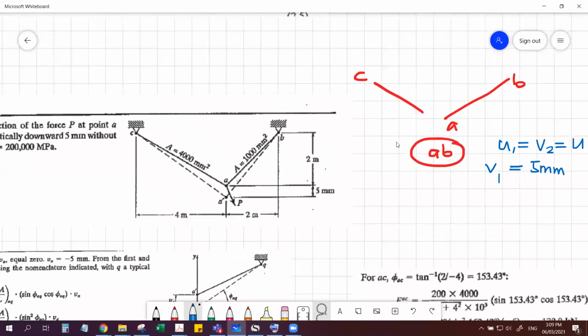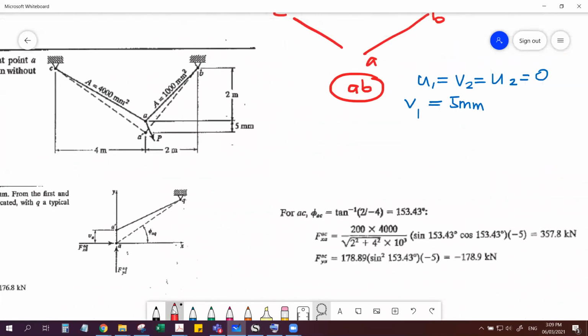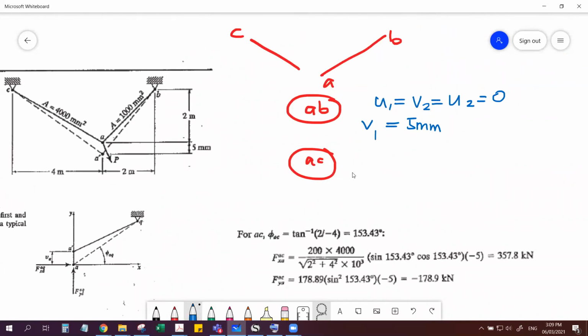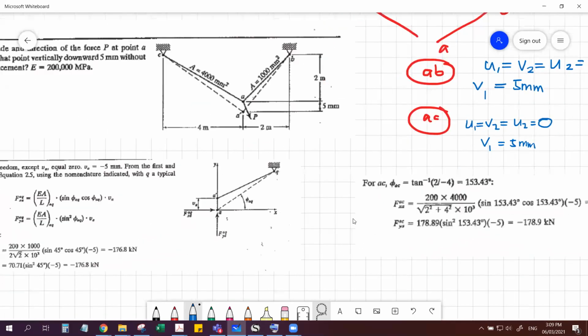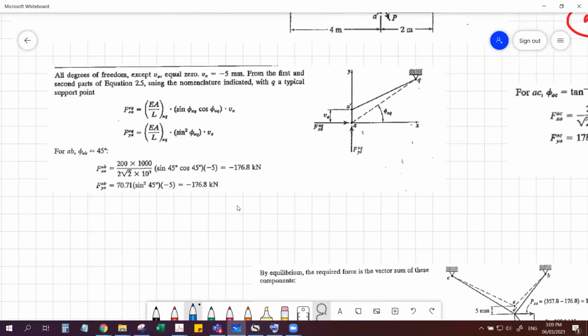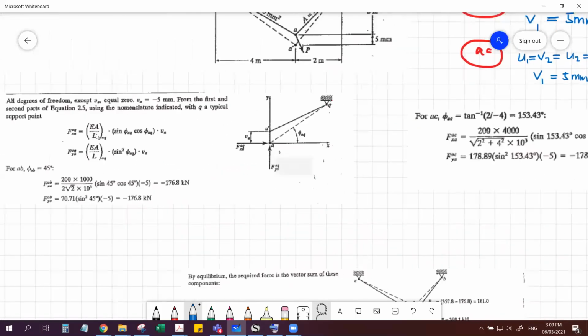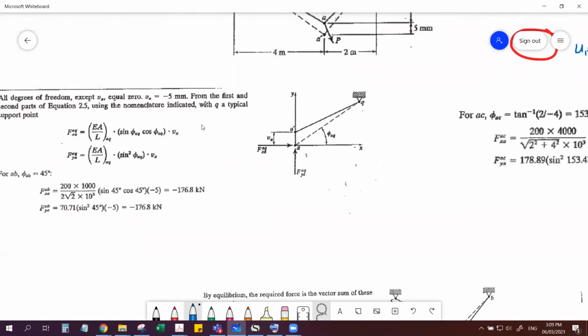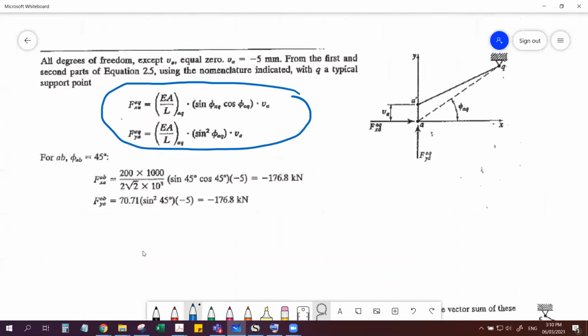Now for AC, lay down the boundary condition. U1 again is 0, V2 is also 0, and U2 is also 0. And V1 here is 5 millimeters. Therefore, same scenario. What we will be using is sine phi cosine phi and sine square phi, the same as for AB. So that's why it's general. So we will be using these two equations.